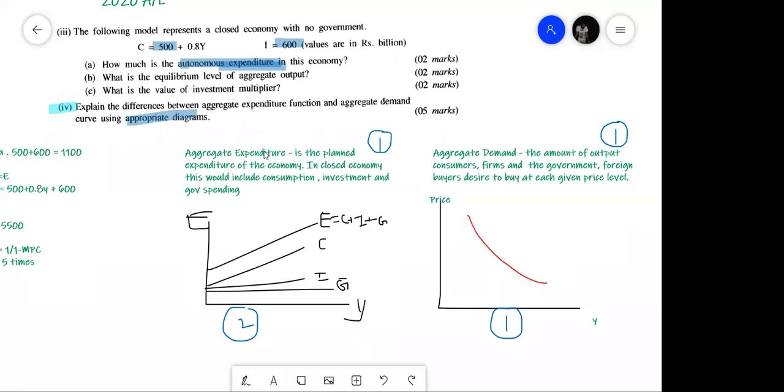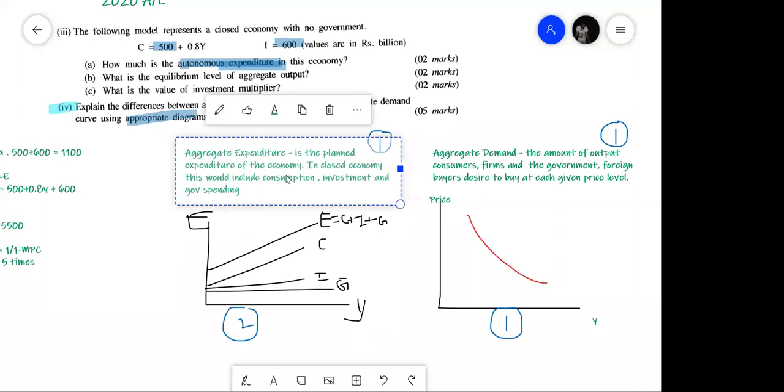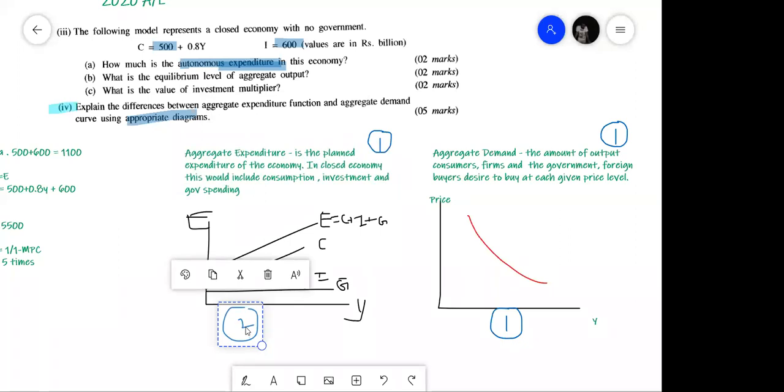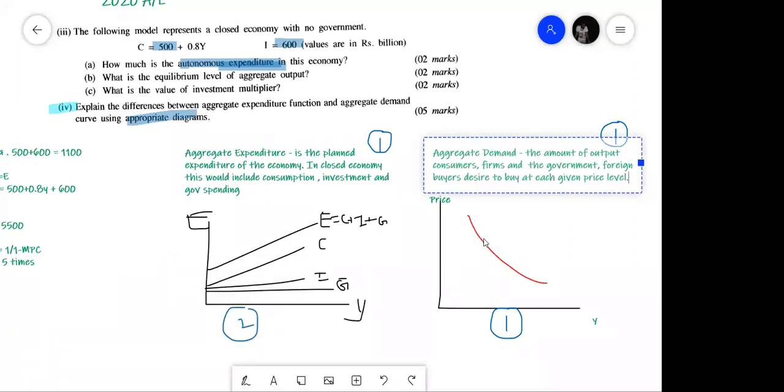So aggregate expenditure means the planned expenditure that these people are able to buy. So aggregate expenditure diagram, 2 marks. And then aggregate demand diagram, they will give 1 mark because there's only one curve there.